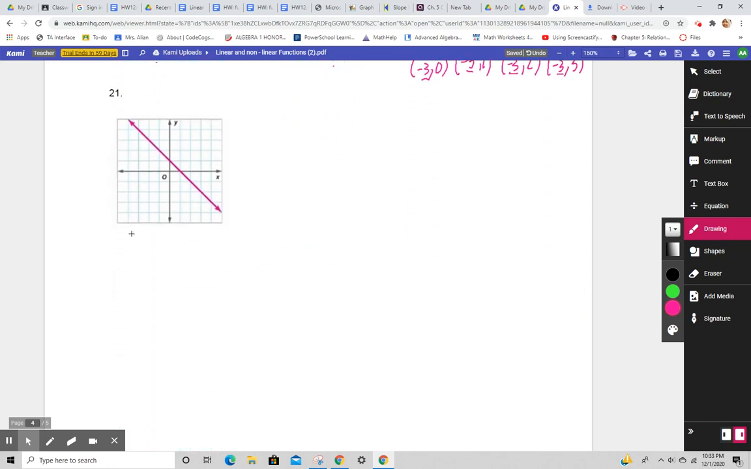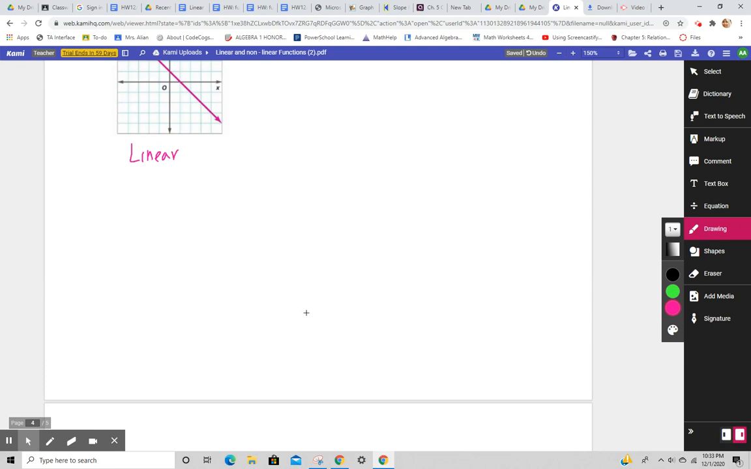This is a linear function. Linear. Okay? It is a line. And this concludes this lesson on linear and nonlinear functions.